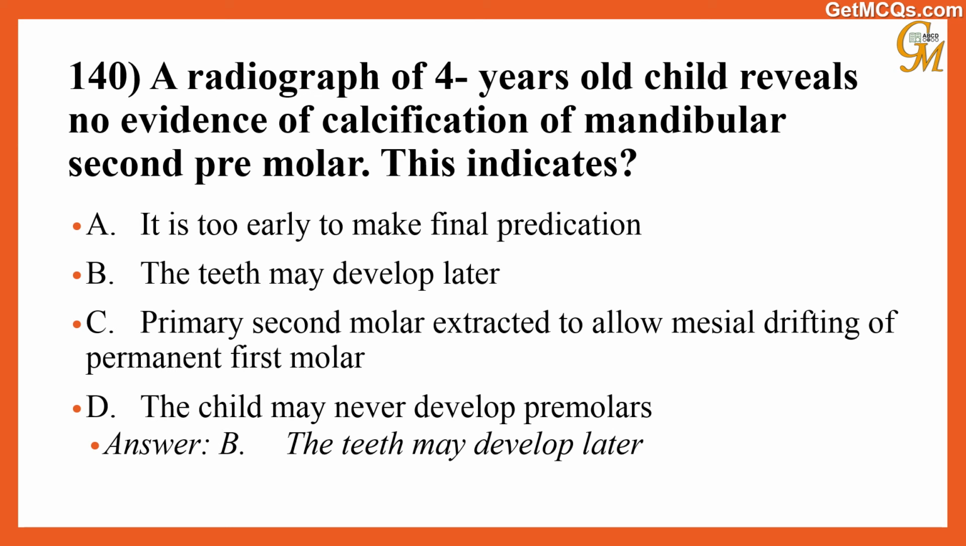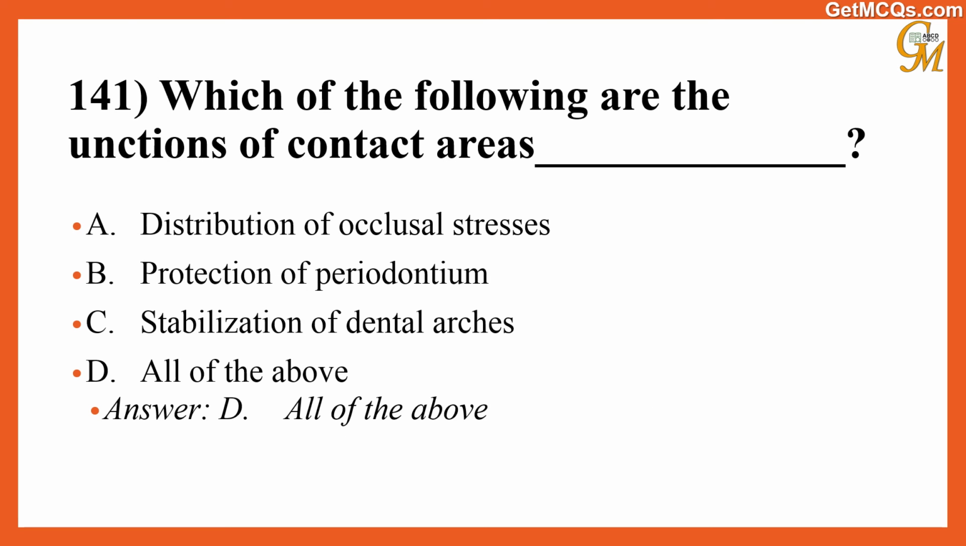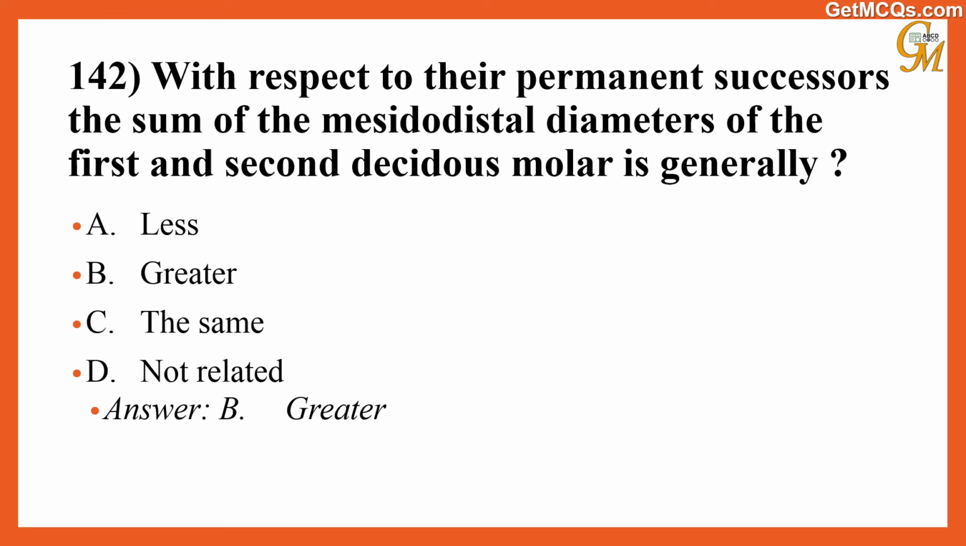140. A radiograph of a 4-year-old child reveals no evidence of calcification of mandibular second premolar. This indicates? Answer: B. The teeth may develop later. 141. Which of the following are the functions of contact areas? Answer: D. All of the above. 142. With respect to their permanent successors, the sum of the mesiodistal diameters of the first and second deciduous molar is generally? Answer: B. Greater.